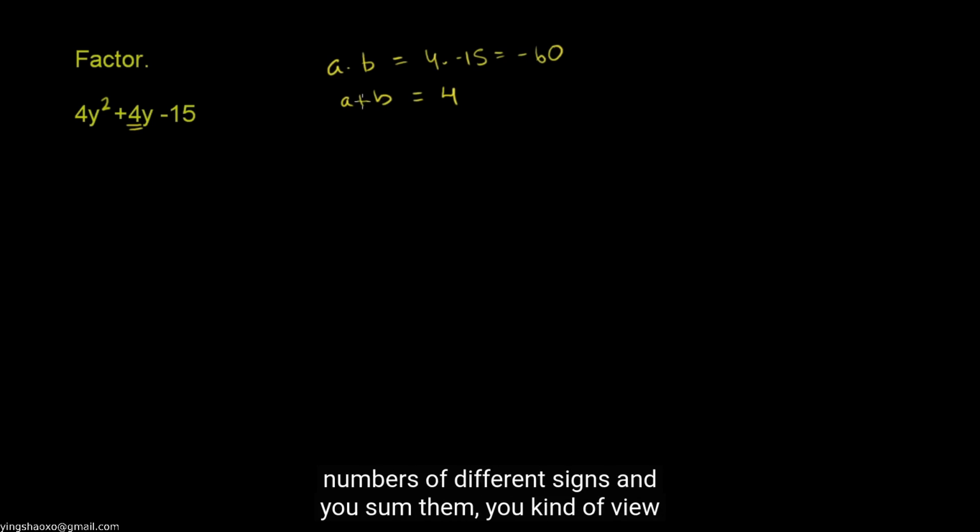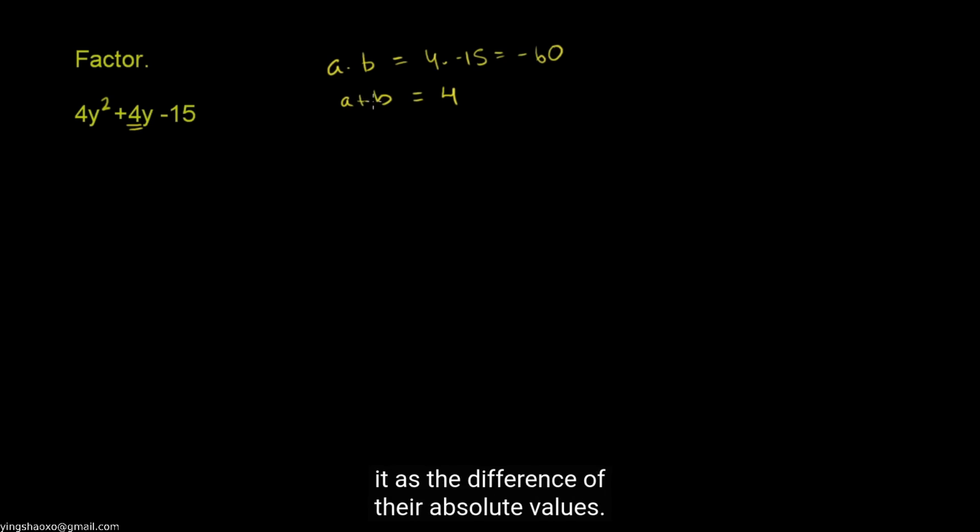So when you take two numbers of different signs and you sum them, you kind of view it as the difference of their absolute values. If that confuses you, don't worry about it. But this tells you that the numbers, since they're going to be of different size, their absolute values are going to be roughly 4 apart.